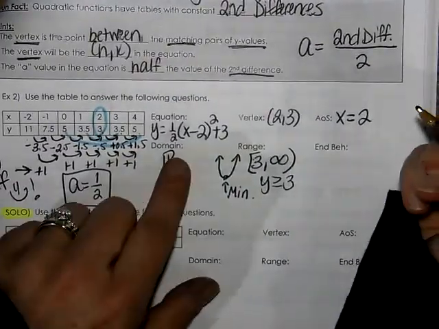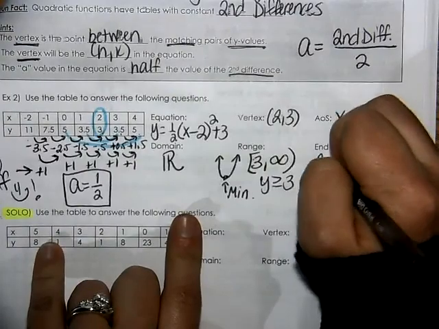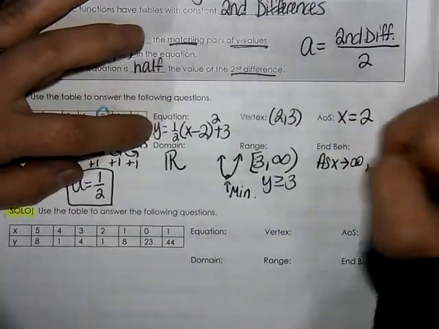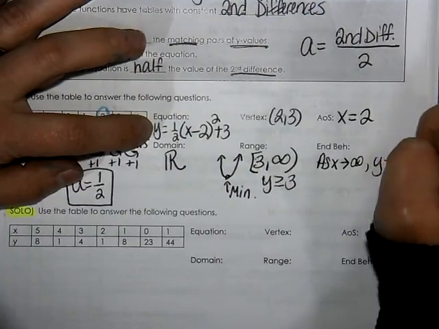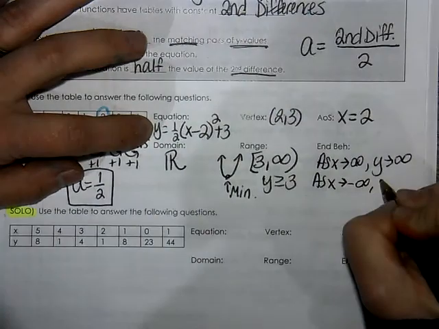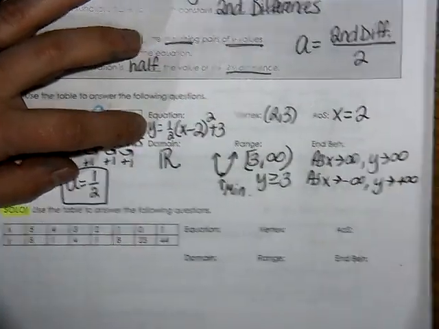End behavior: because I know it is pointing up since my A value is positive, I'm going to say that as x approaches positive infinity, I called my function y, so y approaches positive infinity. And as x approaches negative infinity, y approaches positive infinity. It's up, up.